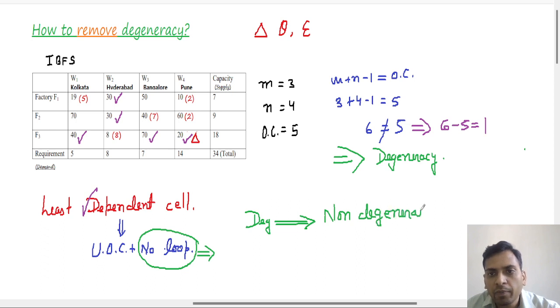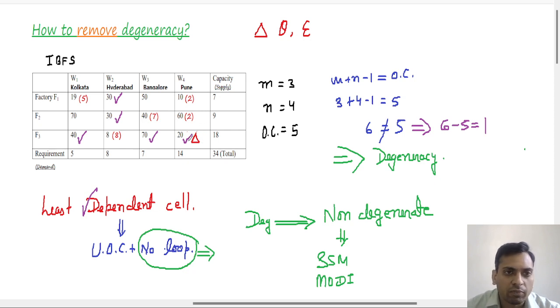Now you can apply methods on this solution, SSM and Modi method, for the optimal solution. And we will see one more thing. We can't add or subtract from this number. This is just like a dummy.